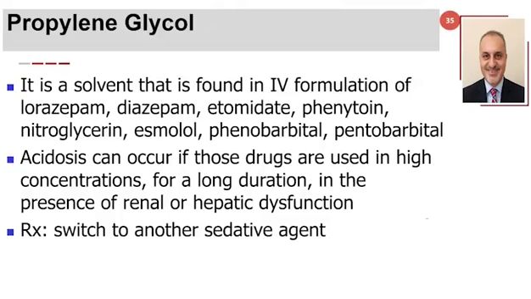Propylene glycol is a solvent used in a large number of drips, primarily lorazepam, diazepam, etomidate, phenytoin, esmolol, nitroglycerin. Whenever you use those drips in large concentration in somebody who might have an underlying renal or hepatic dysfunction, then you're going to have an increased anion gap. You go through the list, you could not explain it, but this patient is on a large dose drip, and you have an anion gap that could not be explained, then think of propylene glycol. You have to change or switch the sedative agent or the medication into something else.